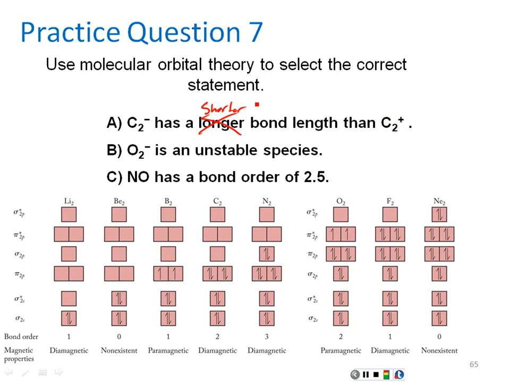All right, what about statement B? O2 minus is unstable. Okay, so we can take the molecular orbital diagram for O2, and for O2 minus, we would add 1 electron.